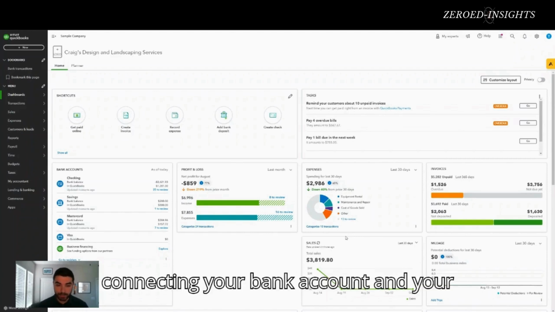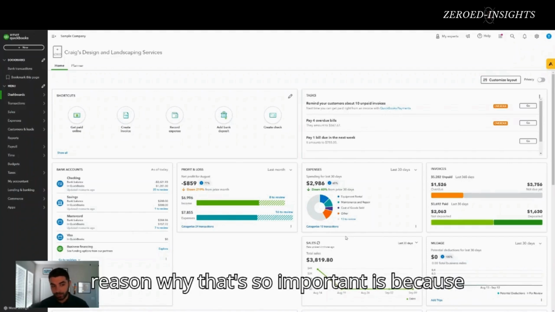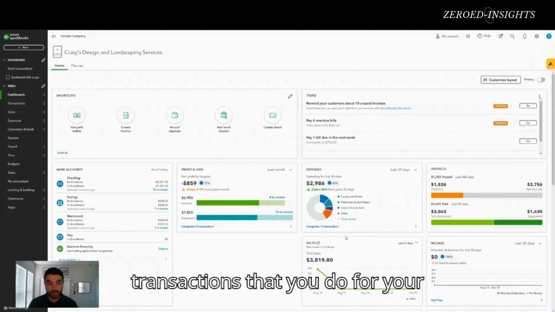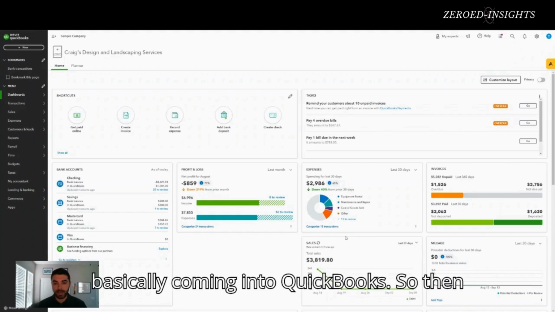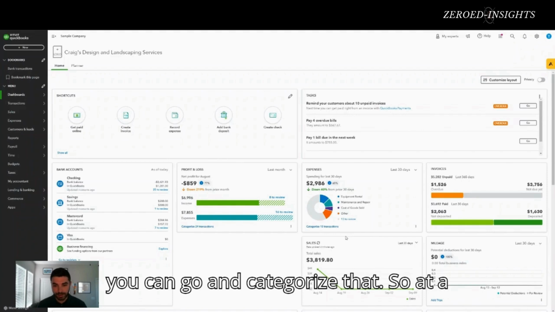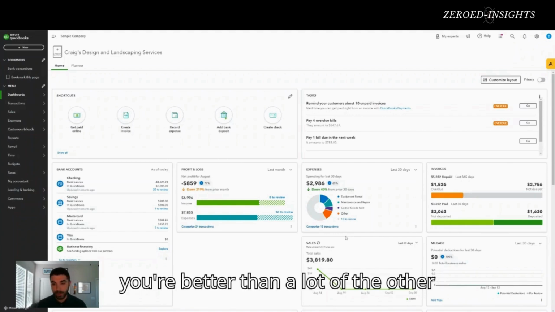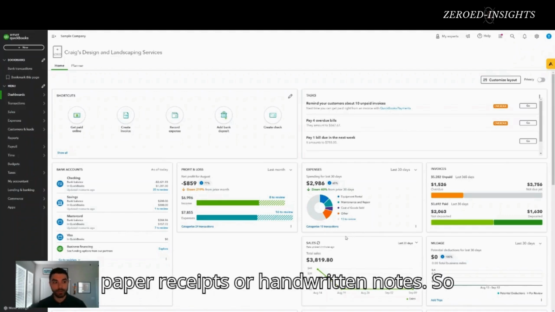connecting your bank account and your credit cards to QuickBooks. The reason why that's so important is because all your day to day transactions that you do for your business will end up coming into QuickBooks. So then you can go and categorize that. At a minimum, as long as you're doing that, you're better than a lot of the other people out there that are still doing paper receipts or handwritten notes.